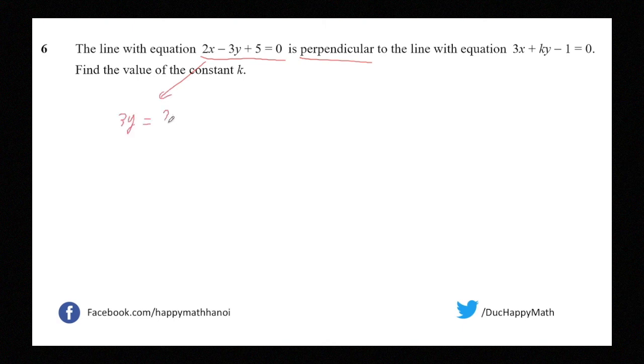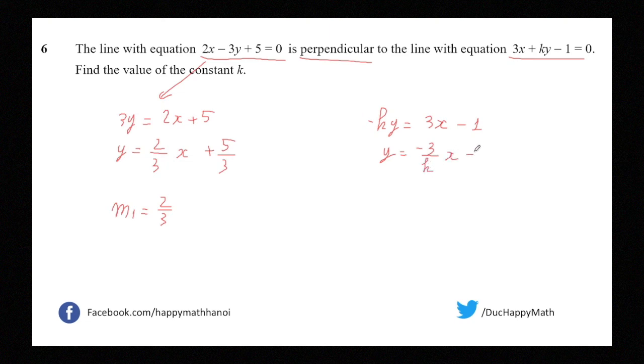3y will be equal to 2x plus 5, and y equals 2 over 3 x plus 5 divided by 3. So the gradient of this line is 2 over 3. For the other line, minus ky equals 3x minus 1. So y equals minus 3 divided by k x plus 1 over k. So the gradient of m2 is minus 3 over k.